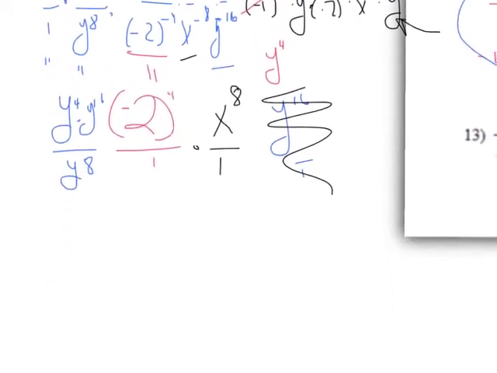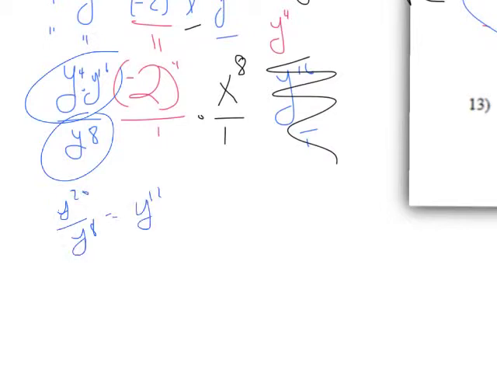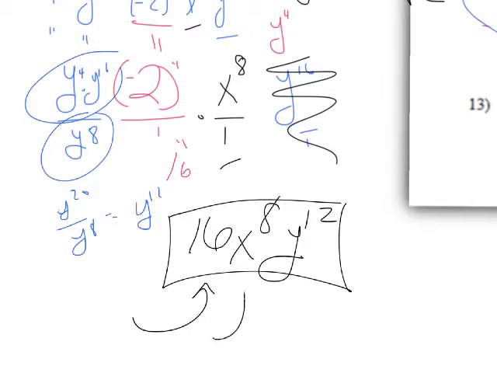So the final step for this problem is this. We're going to go ahead and combine these and these. So we have y to the 20th over y to the 8th, which means we have y to the 12th. This one is going to be negative 2 times itself 4 times, which will be 16. And this one will just stay the same. So my final answer will be 16, x to the 8th, y to the 12th, because I need to put it in the correct order, so I've got number and then alphabetical order on variables.